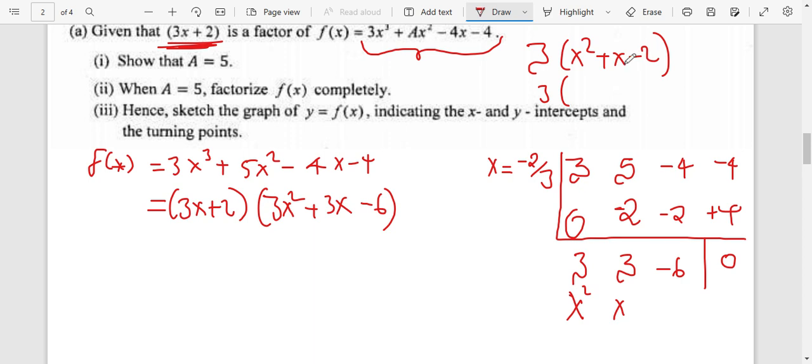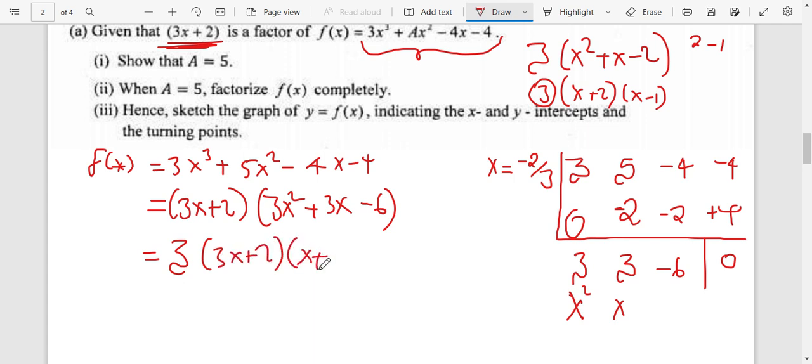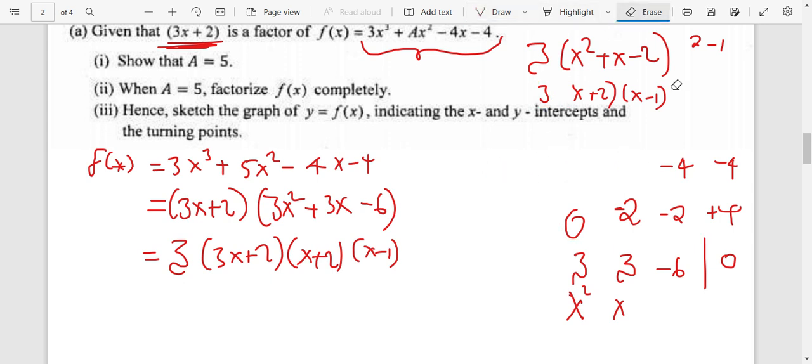So two numbers I can multiply to get negative 2 and add, we get a 1. That should be a positive 2 and a negative 1. So factorizing this would be x plus 2 and then x minus 1. Remember, we have got a 3 which is outside here. So I'm going to write first that 3 which is outside, and then we have got 3x plus 2, and then x plus 2, and then x minus 1. Now I've written this 3 in front because multiplication is commutative. It doesn't matter where I start writing that 3. It will all be the same.